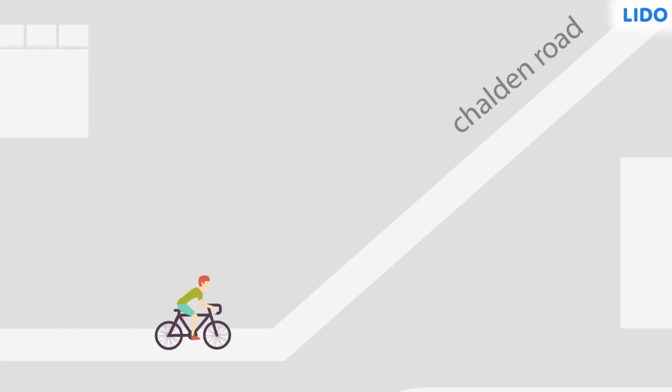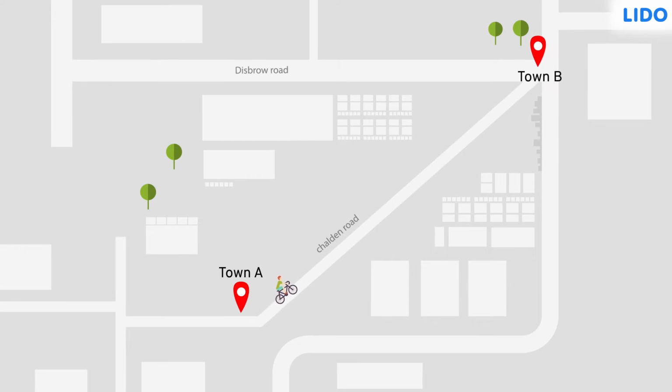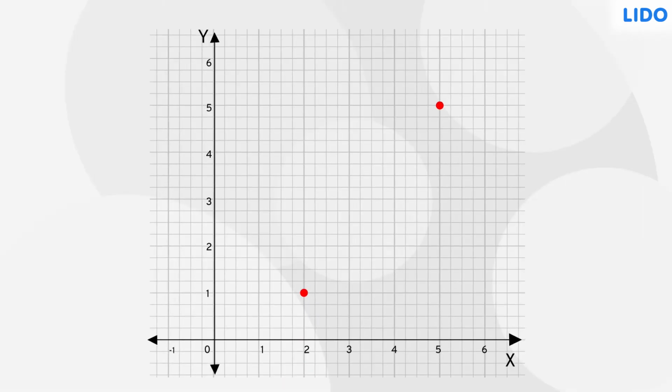Hi there, meet Bala. Bala is going from town A to town B. Is it possible to find the distance between town A and town B using the Cartesian plane? Let's see. Imagine these two towns are on the Cartesian plane.